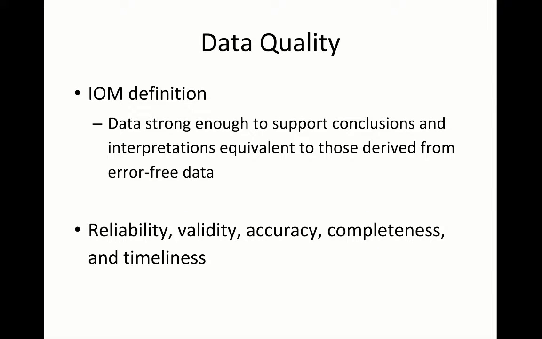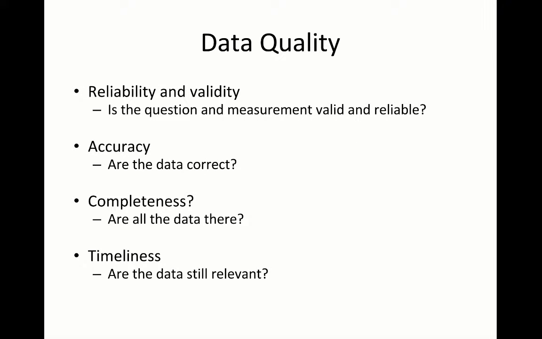The Institute of Medicine defines data quality as having data strong enough to support conclusions and interpretations equivalent to those derived from error-free data. There are different measures of data quality, such as reliability, validity, accuracy, completeness, and timeliness. Reliability and validity relate to whether or not the question and measurement are good representations of what is supposed to be measured. Accuracy relates to whether the data that are collected are correct. Completeness relates to whether all the data are collected and available, and timeliness is related to whether the data is still relevant given the time point of its use.